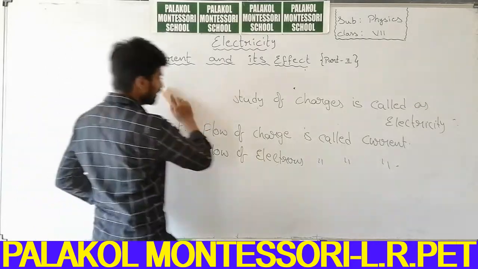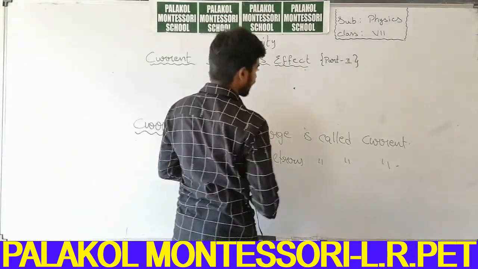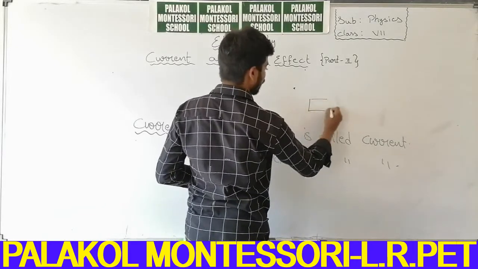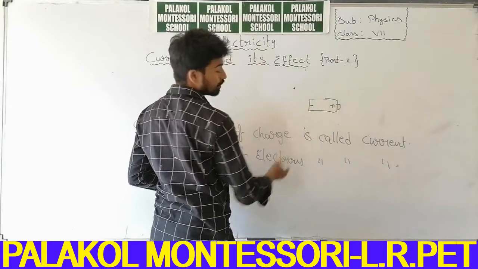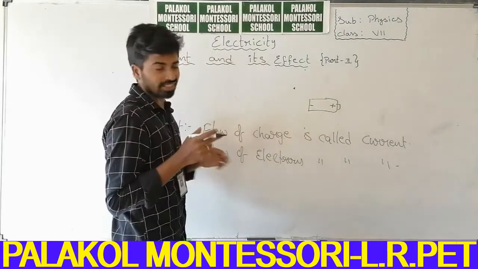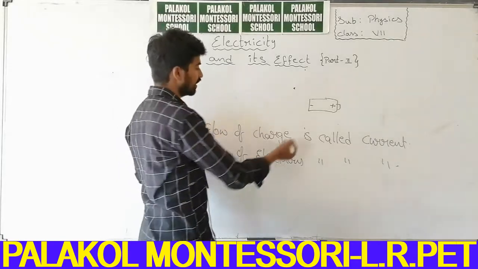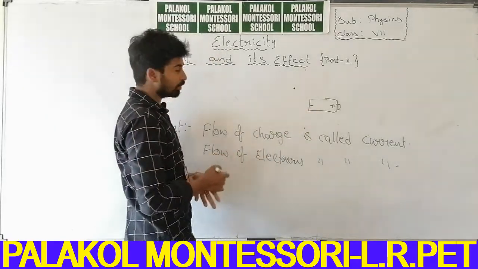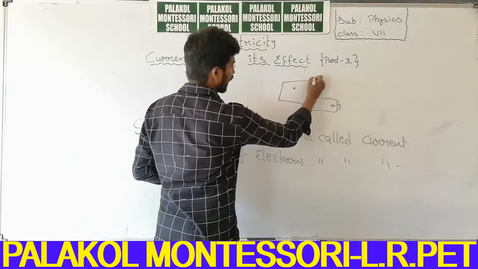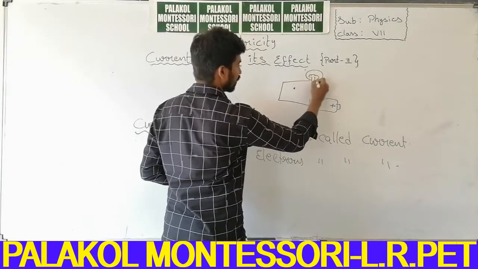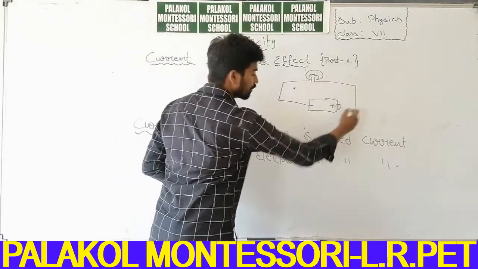So let us see. Here I have considered a battery. This battery consists of a positive charge and a negative charge. The battery has two ends: one end is positive, which has a bump at that end, and the other end is negative. When you connect a bulb to the ends of this battery, what will happen? The wire consists of electrons.